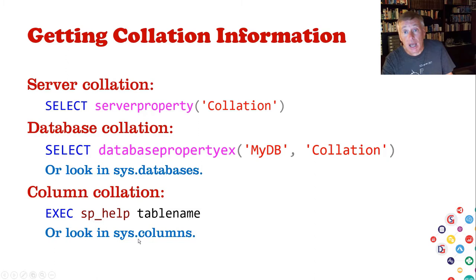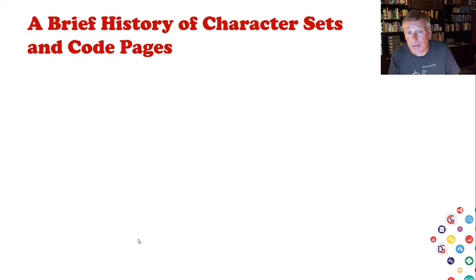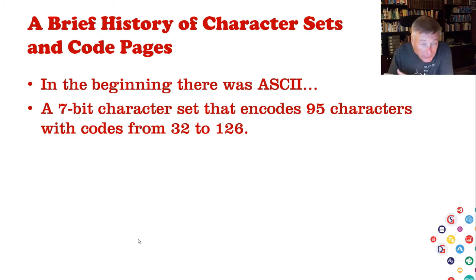Now, I need to digress a little bit to give you a brief history of character sets and code pages. So in the beginning, that was ASCII. It was, or is, a 7-bit character set that encodes 95 characters with codes from 32 to 126. The remaining ones were used as control characters. Now you may ask, 7-bit, why not 8? Well, way back in the 60s, there were all sorts of architectures and computers, and this was based, I read on Wikipedia, on a 7-bit teleprinter.